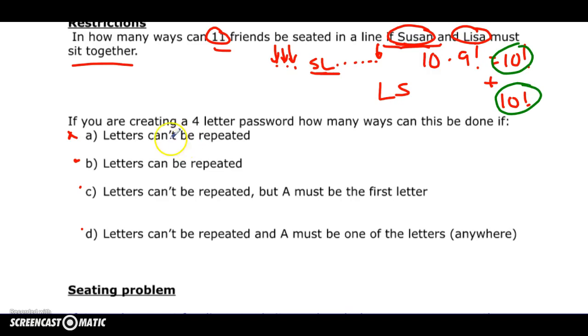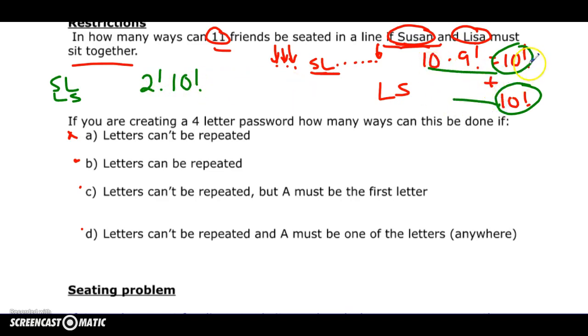Now, another way to look at it is to say, look, let's look at Susan and Lisa first. How many ways can I line Susan and Lisa up? Well, there are 2 factorial ways to line Susan and Lisa. Okay, I can go Susan then Lisa, Lisa then Susan. And then I ask myself, what's left? 10 friends. How many ways can they line up? 10 factorial ways.